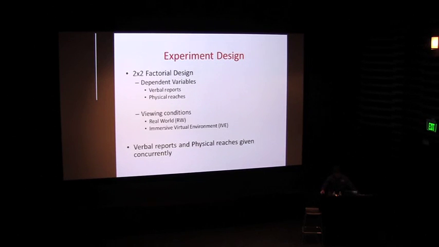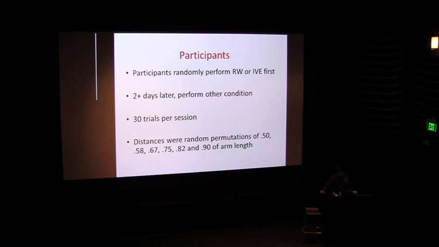So our experiment was a 2x2 factorial design. The dependent variables were verbal reports as well as physical reaches. The viewing condition was real world and immersive virtual environment. Verbal reports and physical reaches were given concurrently. I'll explain how it works in just a minute when I cover the procedure. And our participants randomly performed either the real-world or the virtual-world condition.